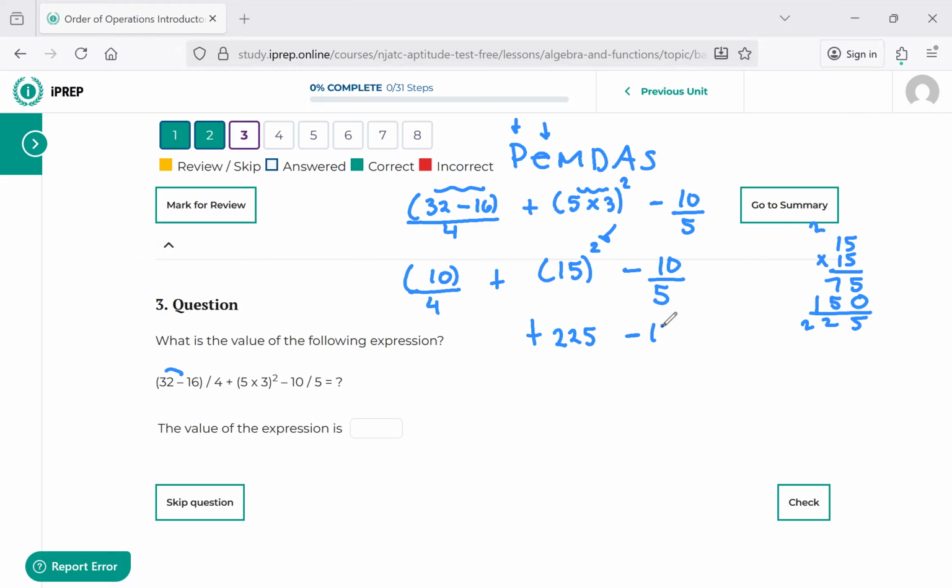Bring down what you haven't done, because it's very easy to forget. Okay, so we did the exponent. Do we have a multiplication? No, we don't. Do we have a division? Yes, we do.